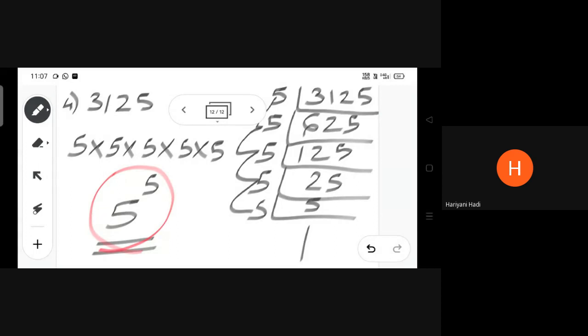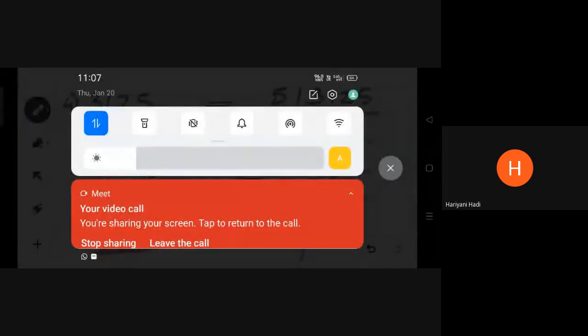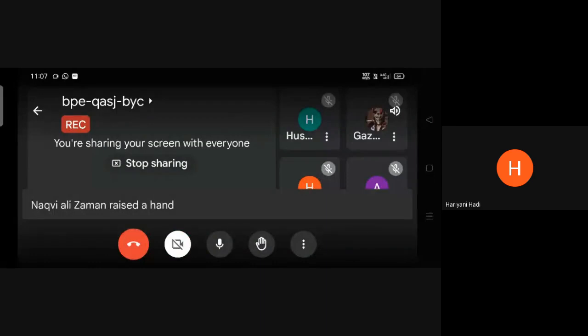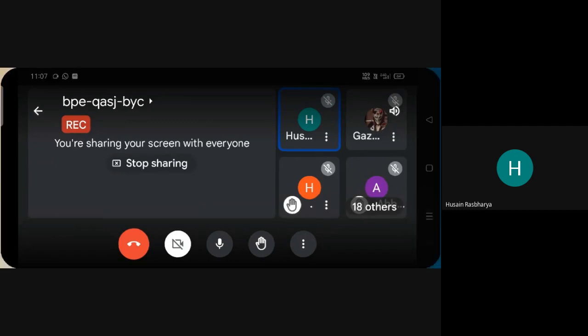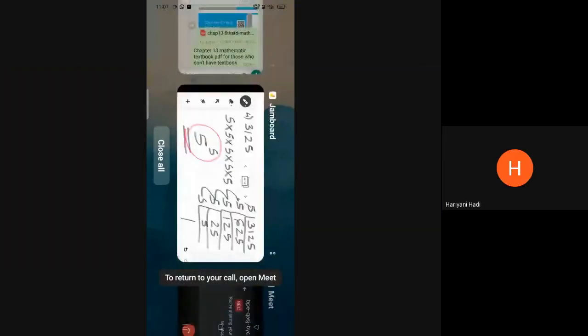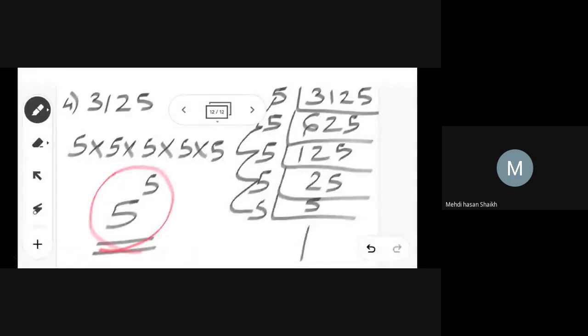Has everyone written this answer? Okay, we'll move on to the next question, question number 4. I have taken the present and absent. I told you to write your present and absent in the comment box. Have you written your name and roll number? If you have written, you are present.